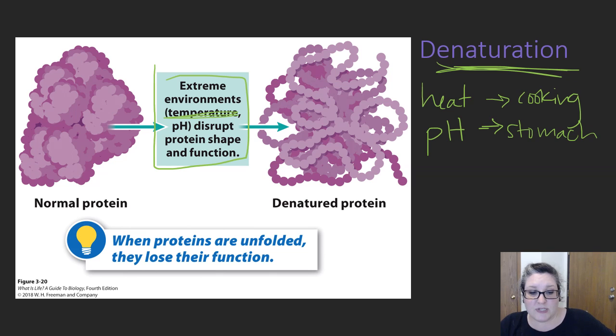So those proteins in the eggs that you cook can no longer function like they did in the egg. Now they are food for us, and we can use them and break them down to get their amino acids.